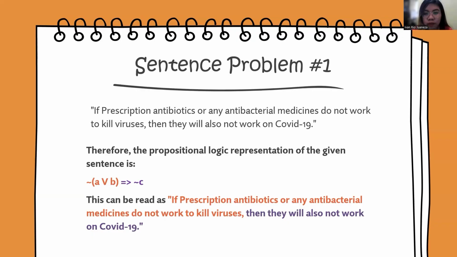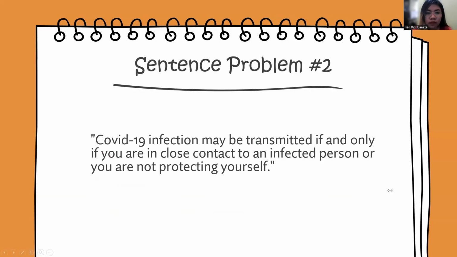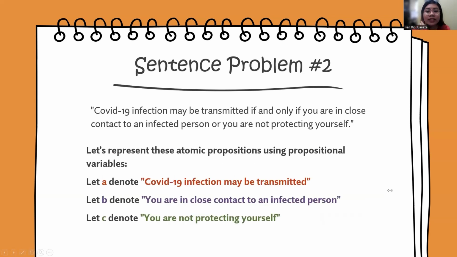So let's go to sentence problem number 2. It says here, COVID-19 infection may be transmitted if and only if you are in close contact to an infected person or you are not protecting yourself. In this sentence, we have 3 atomic propositions. Number 1 is the COVID-19 infection may be transmitted. Number 2, you are in close contact to an infected person. And number 3, you are not protecting yourself.